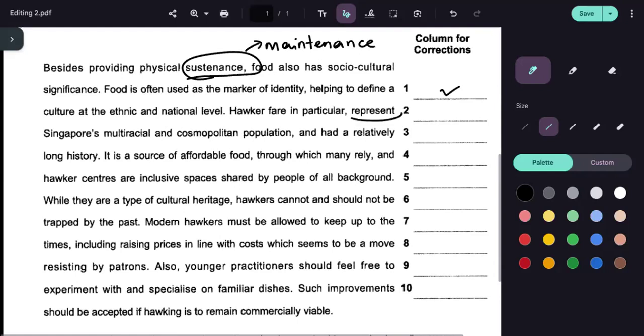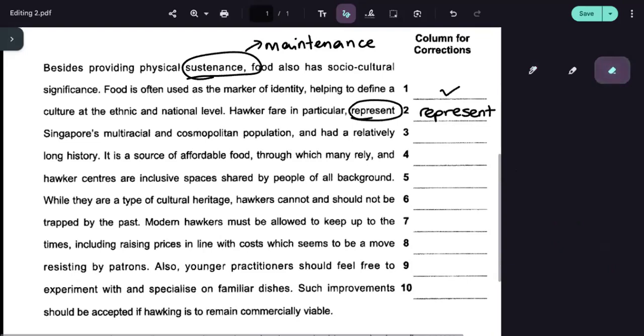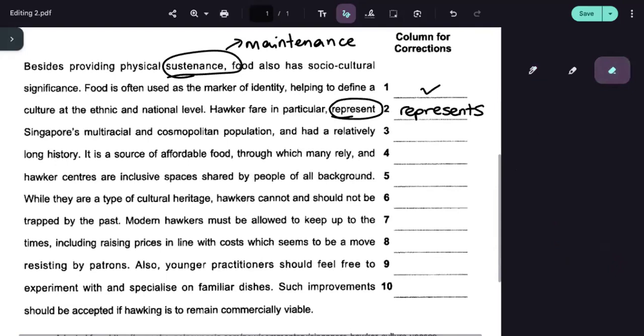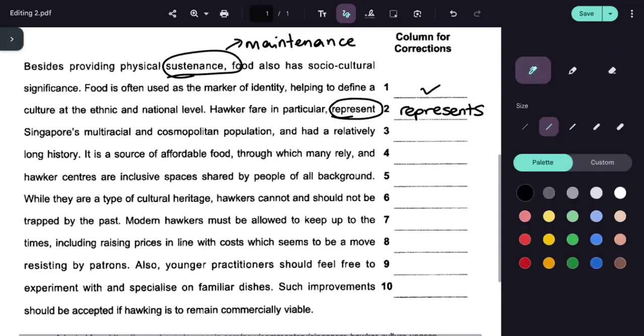This one should be "represents" with an S. Then you may ask me, but why "represents"? It's because of the word Singapore. For those of you who are not from Singapore but watching this video, Singapore is located right beside Malaysia, basically our neighboring country. Okay, let's continue.